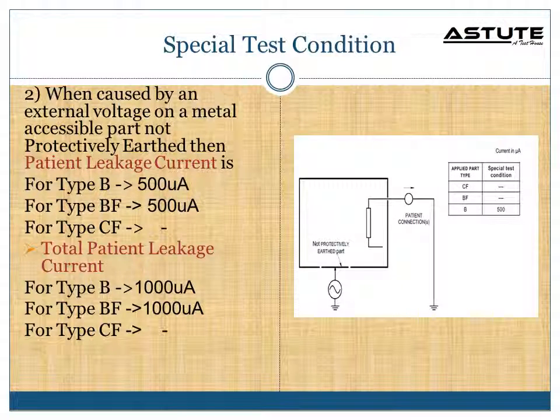When caused by an external voltage on a metal accessible part not protectively earthed, the limits of patient leakage current are as follows. For type B applied part, the limit is 500 microampere. For type BF applied part, the limit is 500 microampere. For type CF applied part, no limit.